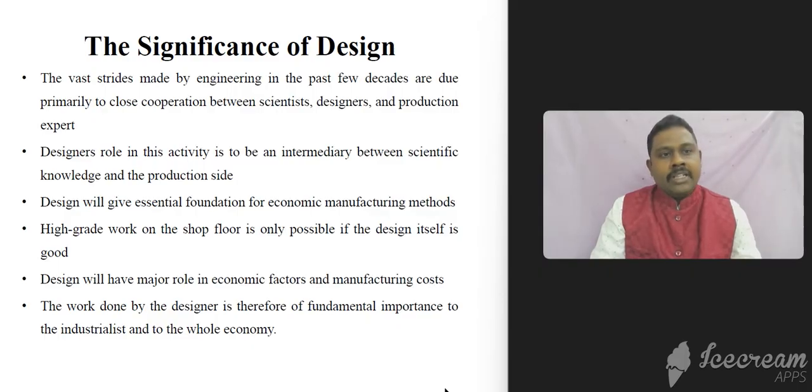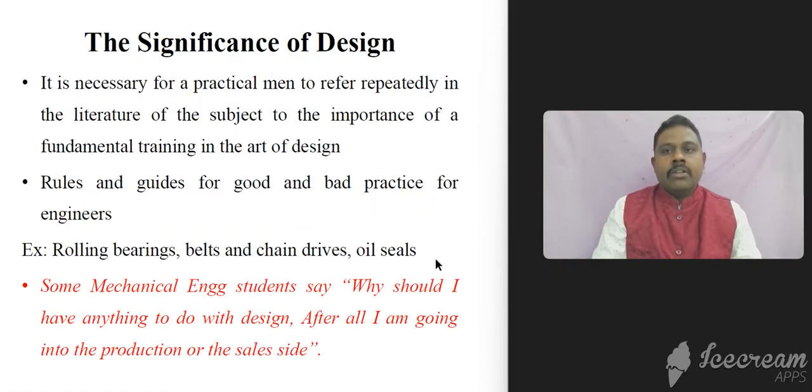Based on the design only, the production machines and so on need to be selected, and after that we can calculate everything. Then the final thing is fundamental importance: industry and the whole economy are based on design. If the design goes wrong, the component that is produced will be wasted. So the design should be practical and should be from the literature.